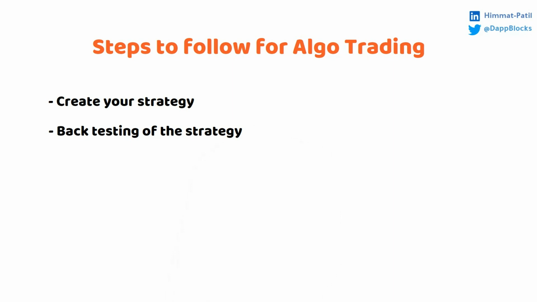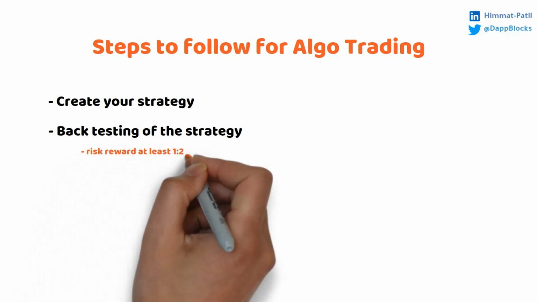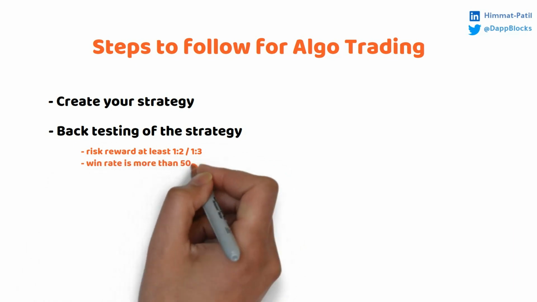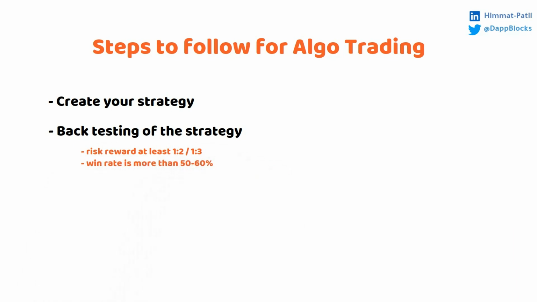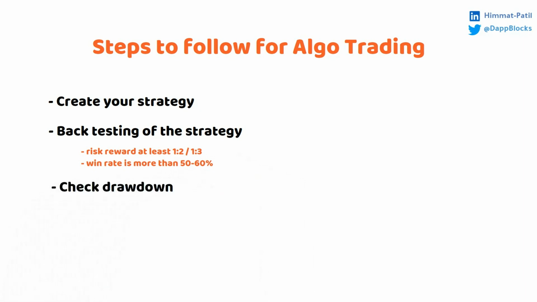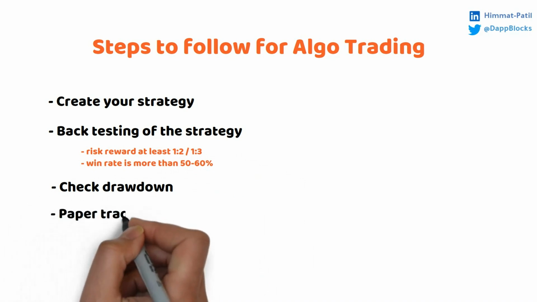There is no strategy which is 100% accurate or risk free. Try to get a strategy which has a risk reward of at least 1:2 or 1:3 and a win rate of more than 50 to 60%. Also check your strategy's drawdown. Then do paper trading for a few days.